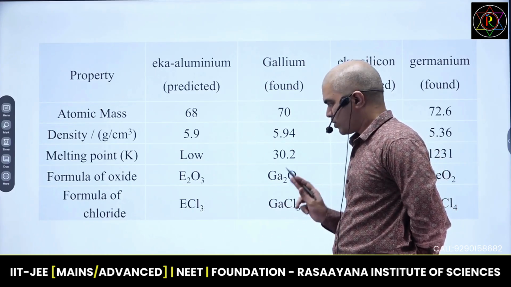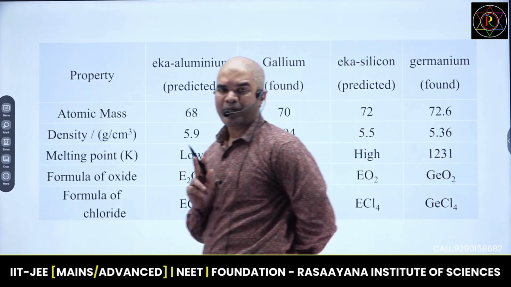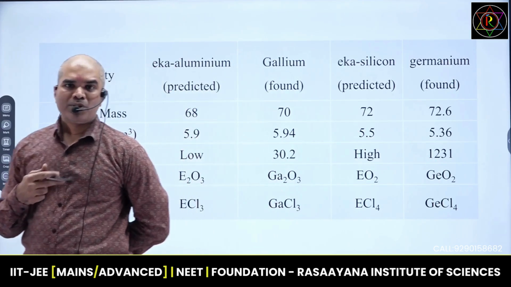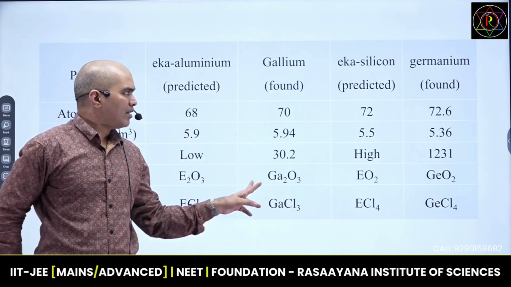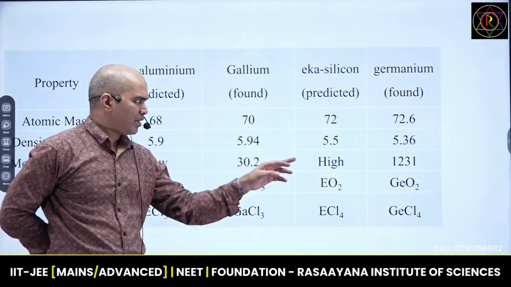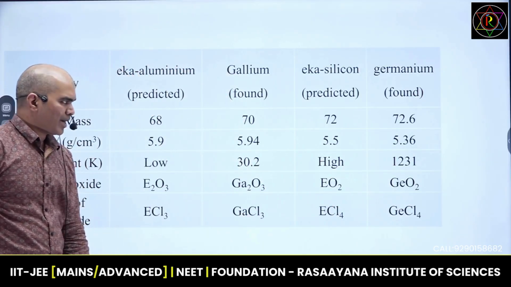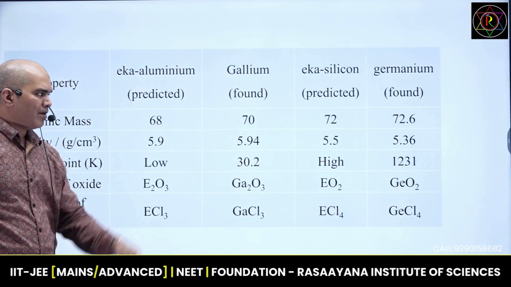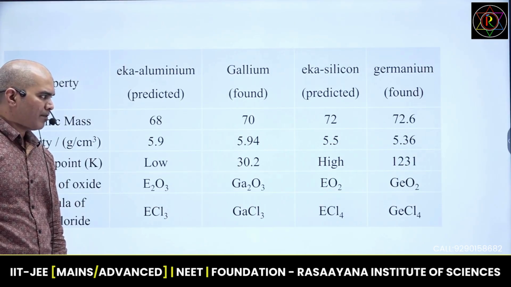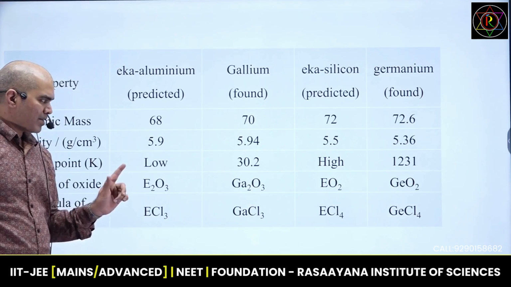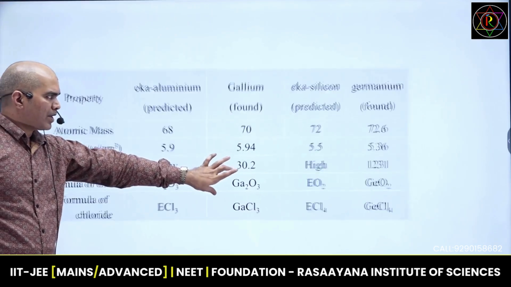ECl3, gallium chloride was also found. So the element, whatever he predicted, most of them were matching. You can see another example of Eka silicon and germanium also, where atomic masses, densities, all of these things also match. Melting point is very high, and accordingly you can see 1231 Kelvin. Okay, so many things have matched, but few things could not.